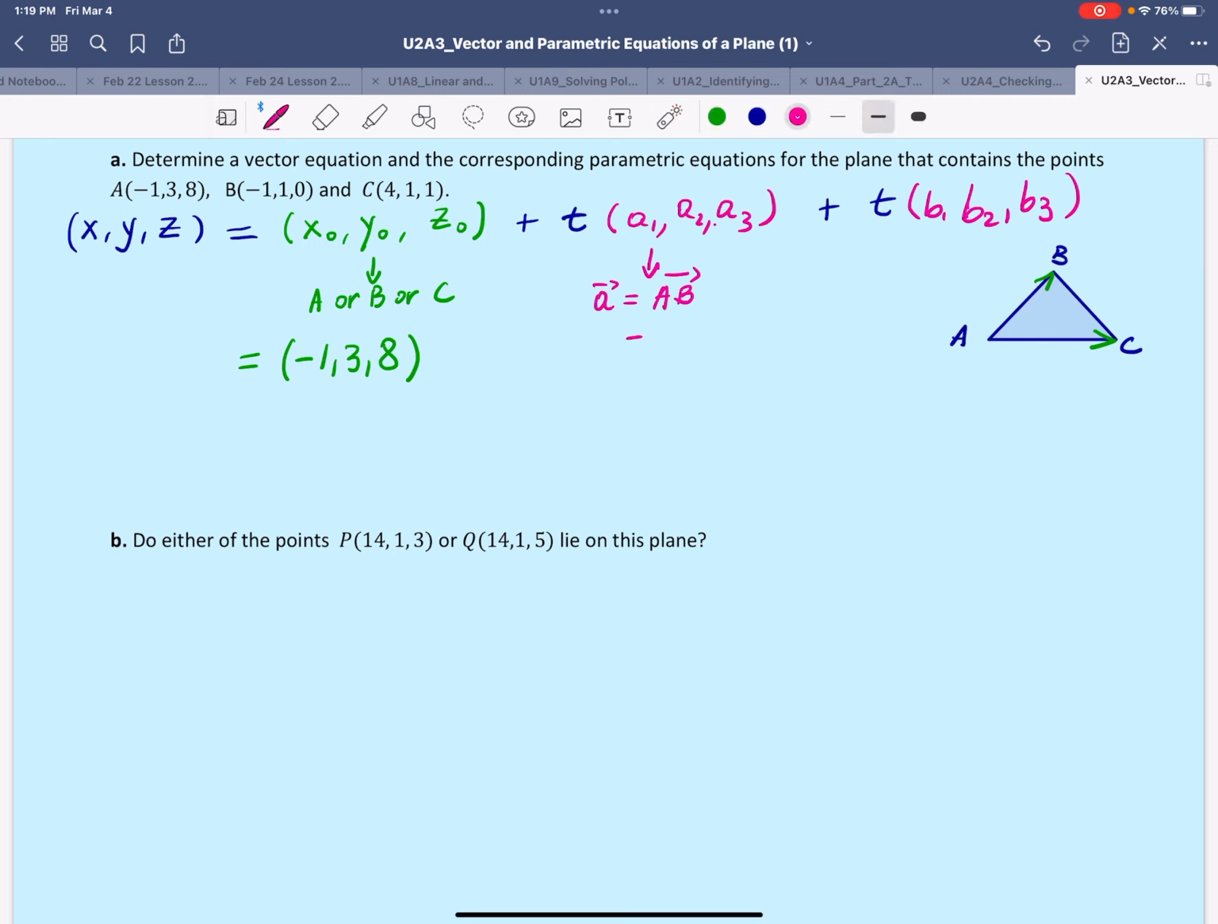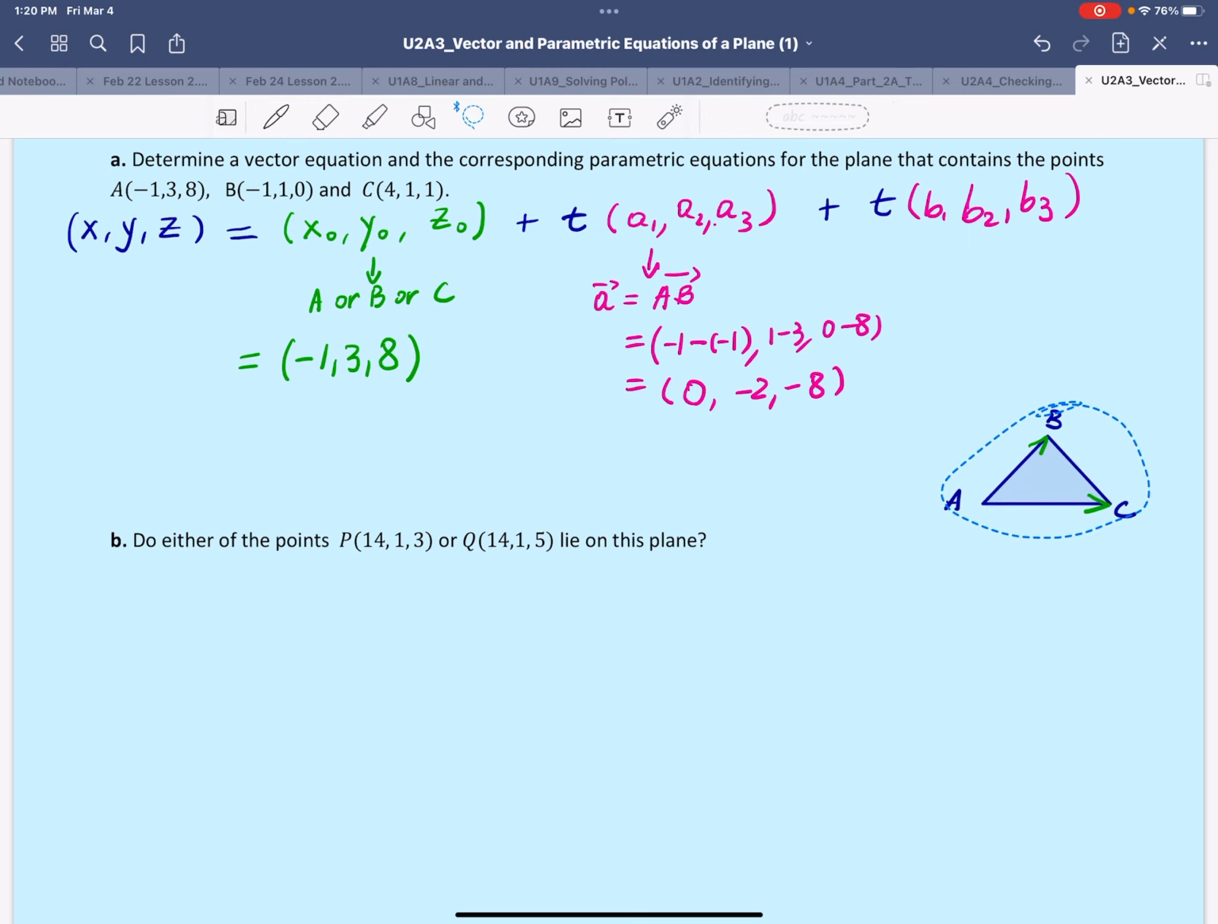So for AB, the coordinates can be found as -1 minus -1. Remember, from B we are subtracting A. And then for the y coordinate we have 1 minus 3. The z coordinate, 0 minus 8. So a would be -1 minus -1, 0, 1 minus 3, -2, 0 minus 8, negative 8.